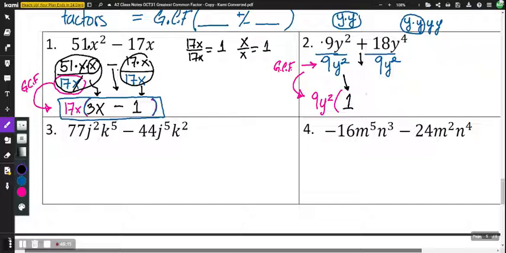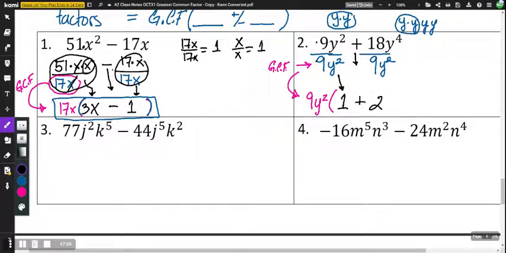I bring down the plus sign, and then now I'm going to look at 18y to the fourth divided by 9y squared, and that's what's going to go here. So 18 divided by 9 is 2. So I'm going to do the coefficients first and then the variables. Y to the fourth divided by y squared.